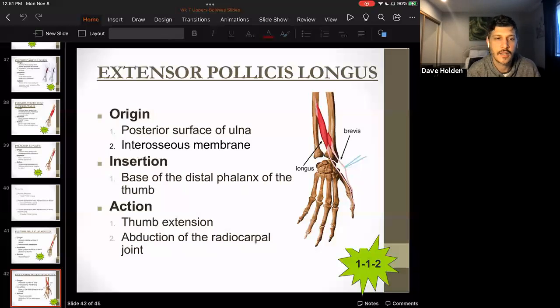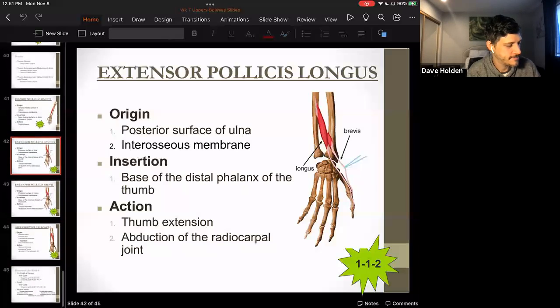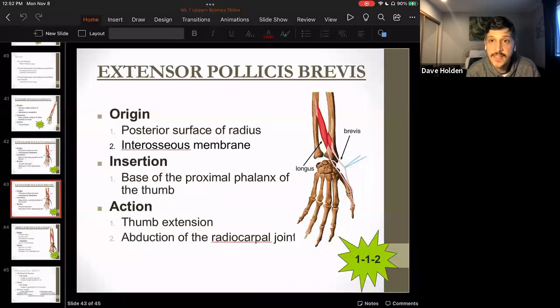Extensor pollicis longus. As we've said before, wherever there is a longus, there will be a brevis. This will be a muscle that is similarly shaped and similarly positioned, but when you cut the muscle out, lay it on a table, stretch it out and put a ruler next to it, this one will be smaller, shorter than the other.